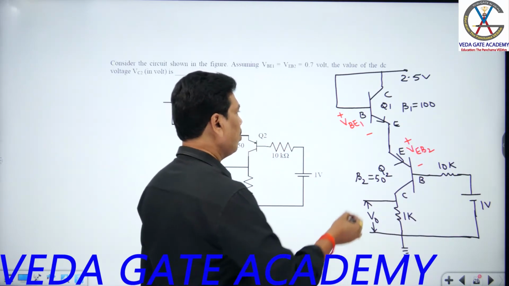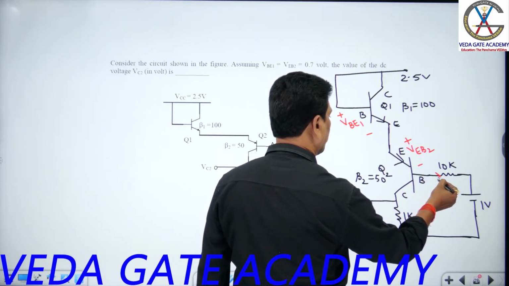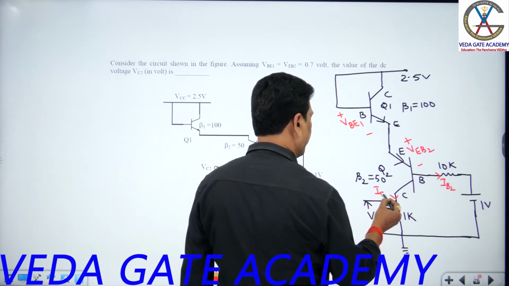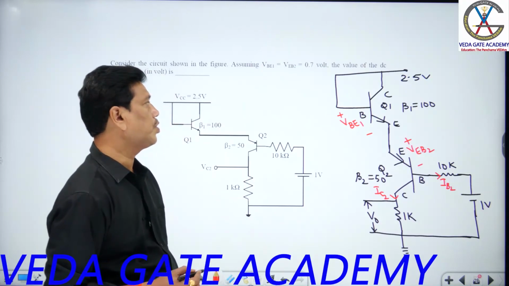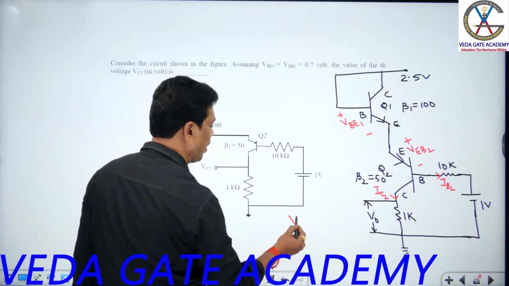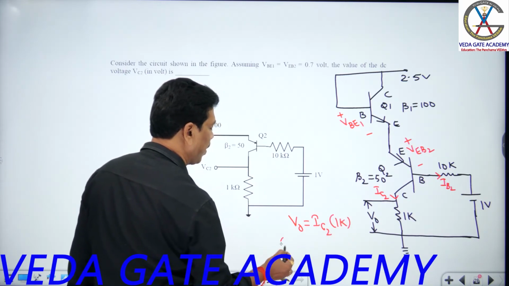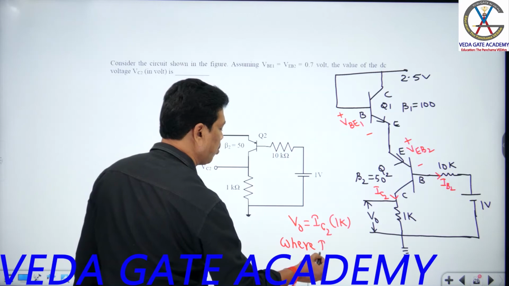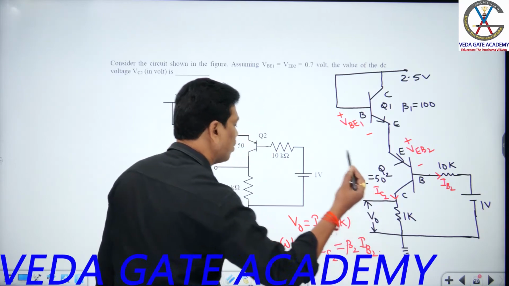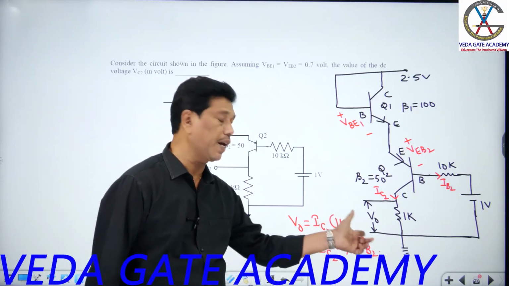You know that for this region, the emitter current is incoming, and the base current is outgoing, students, IB2. Here the corresponding collector current is IC2. So now what he is asking is V0, students. V0 equals IC2 into 1K, where IC2 is beta 2 into IB2. If I know IB2, automatically I get IC2, and once I know IC2, I can get V0, students.